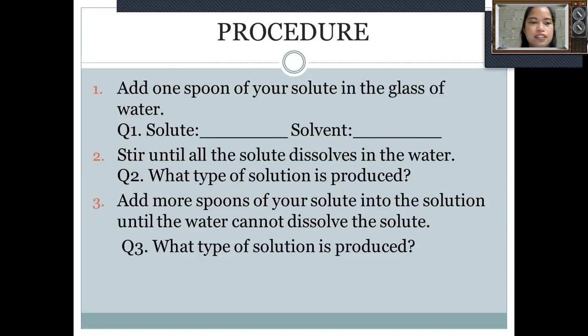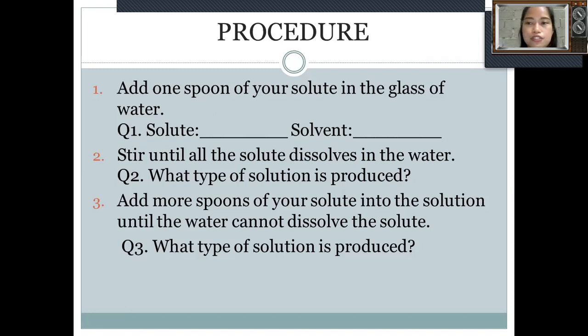So let's proceed to number 3. Add more spoons of your solute into the solution until the water cannot dissolve the solute. So you will put more spoons of your solute in the glass of water. So be careful and be observant to look at your solution. So please be reminded, add more spoons of your solute into the solution until the water cannot dissolve the solute.